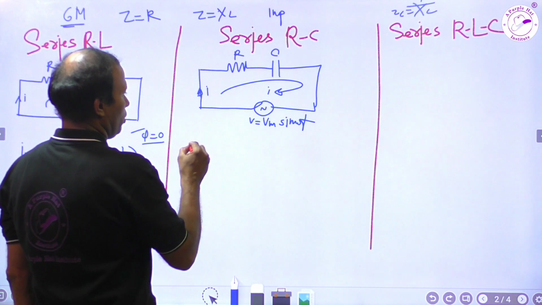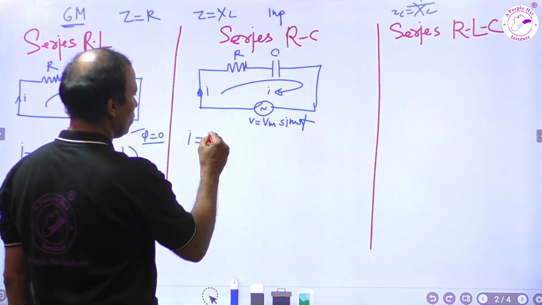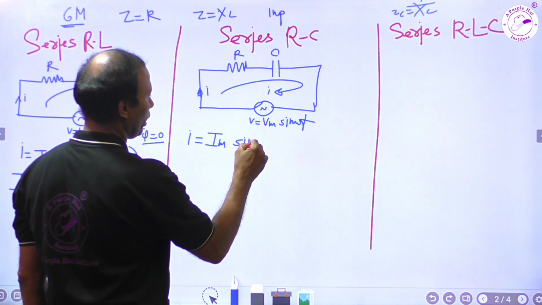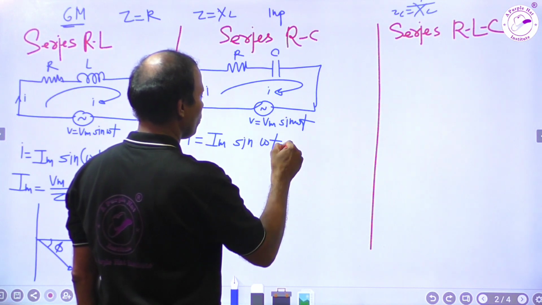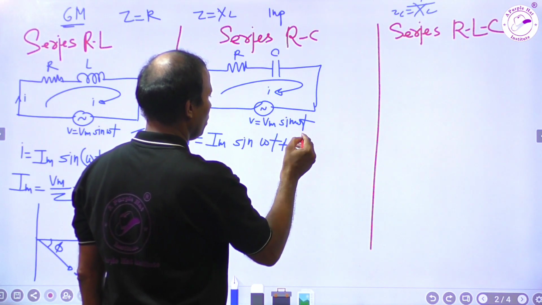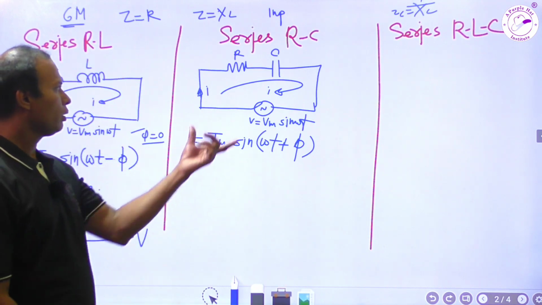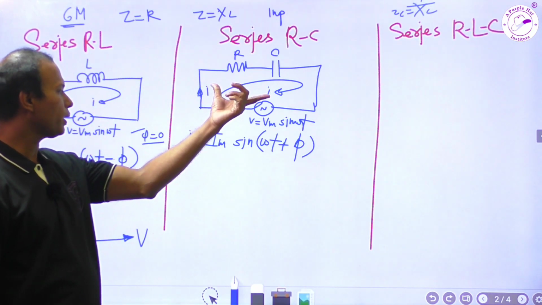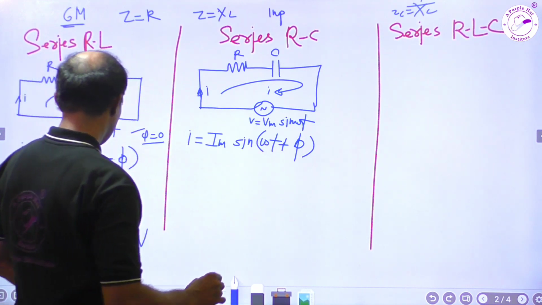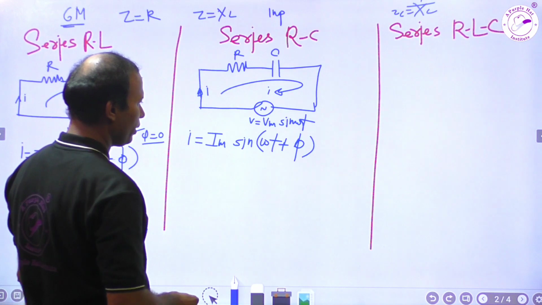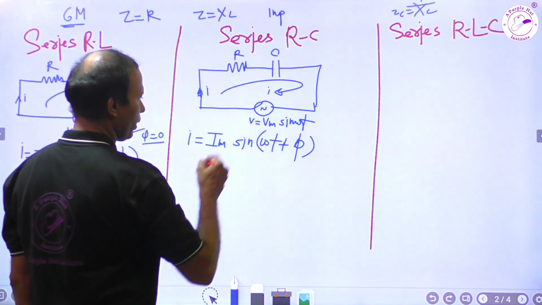Now if this is voltage, the current for this case is I equal to Im sine omega t plus phi. Current leads the voltage. The circuit is capacitive, resistive plus capacitive, so the angle is positive phi. Like the phasor diagram, here I will try to find different things, power, active power, reactive power, these issues I will try to solve.